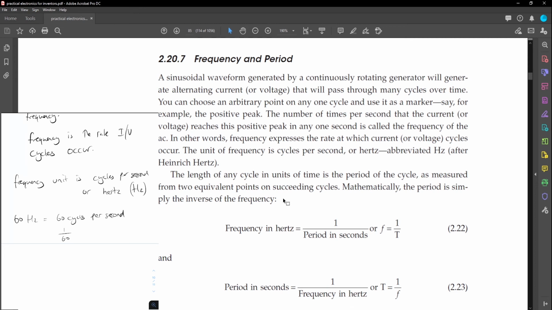But yeah, so how do you get 1 over 60? Okay, so 60 cycles per second means that the frequency is 1 over 60. So if you had 100 hertz, that would mean that F is equal to 1 over 100.